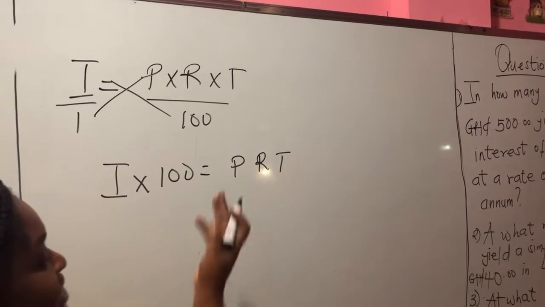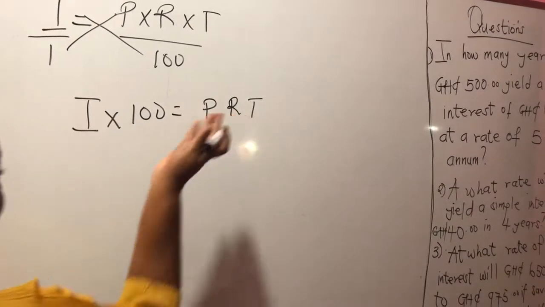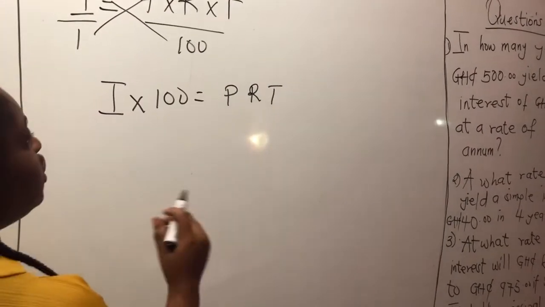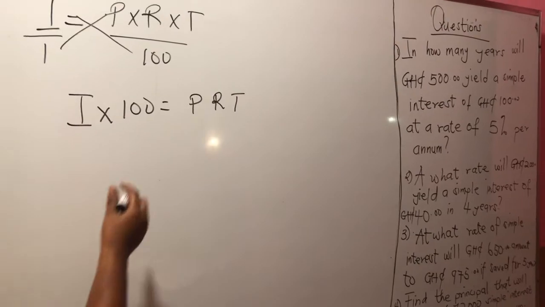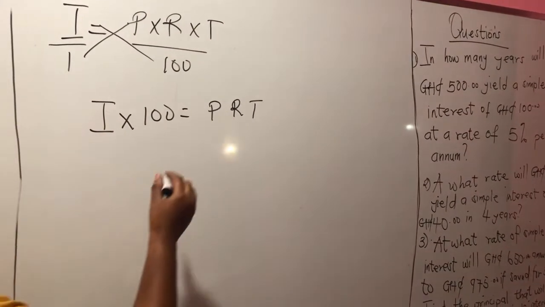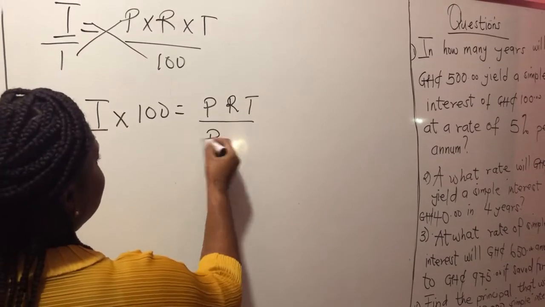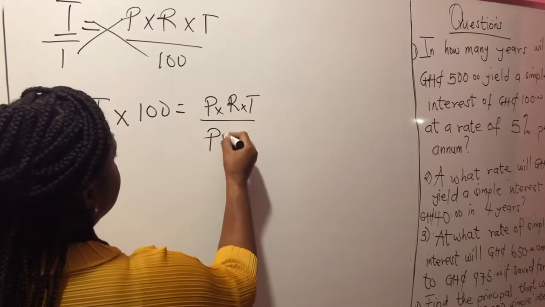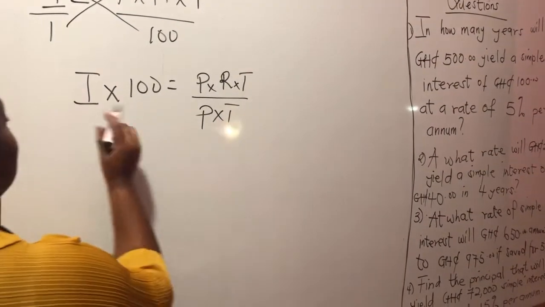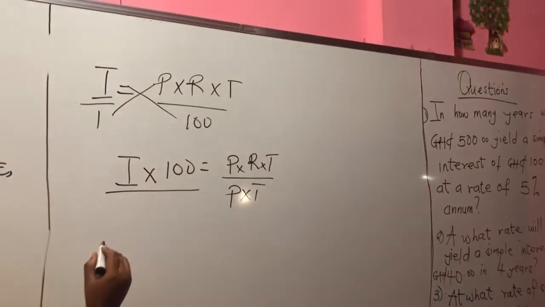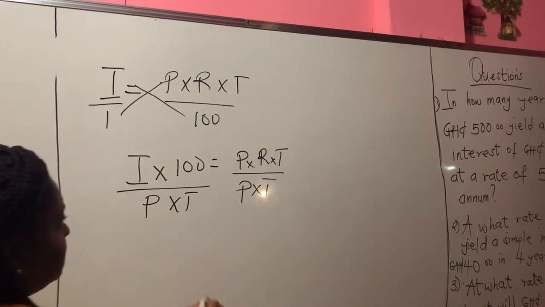You know that when something is standing on its own like this, it is multiplying. Now, what do we want to stand on its own? We are finding R. So because we want rate to stand on its own, we divide through by what? The principal and the time. So we divide through by P times what? T. And when you divide through by here, you also have to do the same thing here, which is what? P times T.